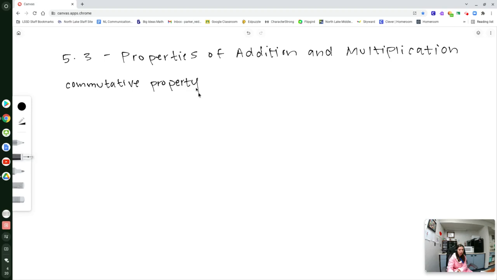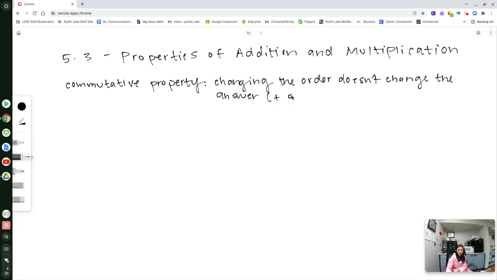The commutative property tells us that changing the order of our numbers doesn't change the answer. Now, this isn't true all the time. This is only true for addition and multiplication. So when I add or multiply numbers, changing the order does not change the answer. Let me show you a few examples.